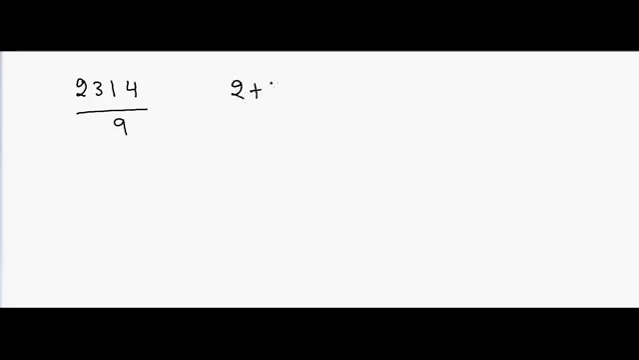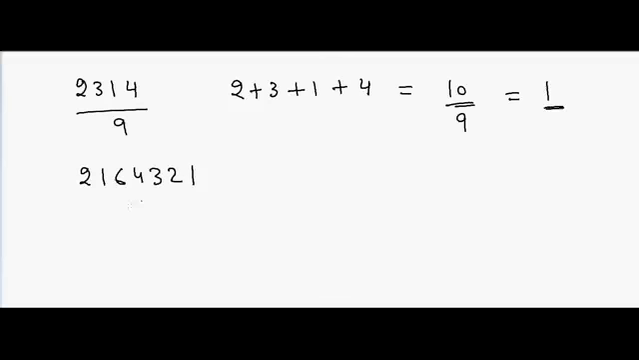So 2 plus 3 plus 1 plus 4, that will give me 5 plus 1 is 6 plus 4 is 10. So if you look at 10, if you divide 10 by 9, you will get 1 as a remainder. So your remainder would be 1 in that case. Another example is 2 1 6 4 3 2 1. So you can see it's a very large number, and what will happen if you divide it by 9?